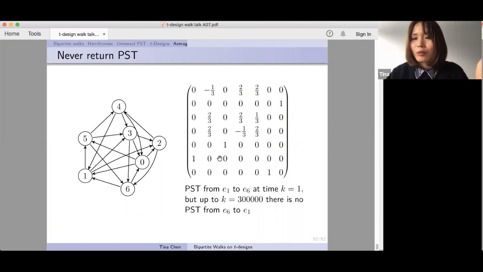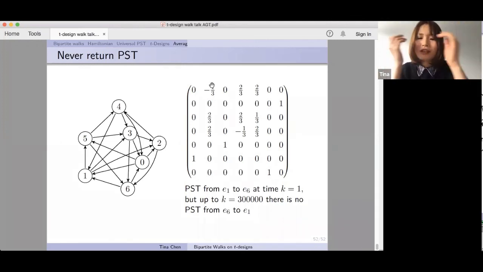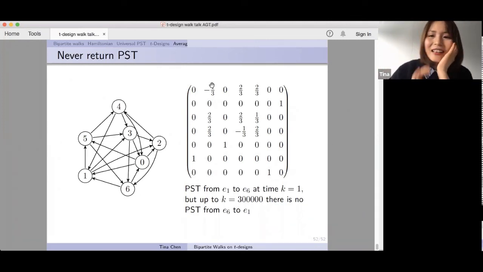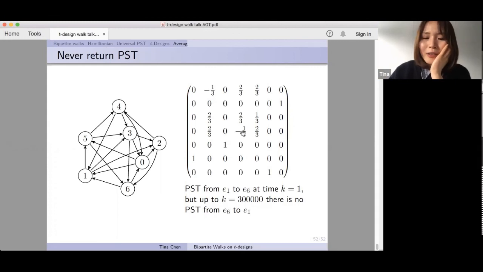So I just wondered whether those fractions here, when we take the power, will ever sum up to 1 at some point. I checked, and it doesn't. But I mean, it could be happening later.